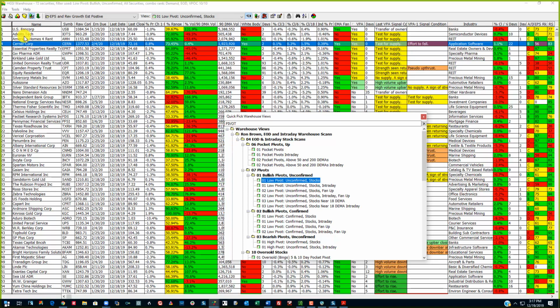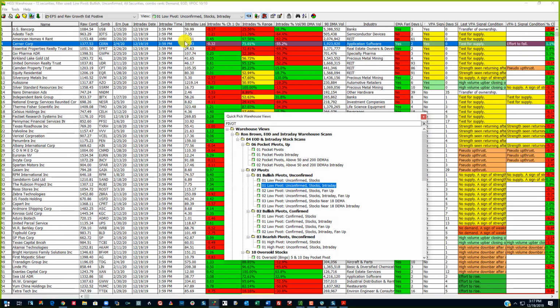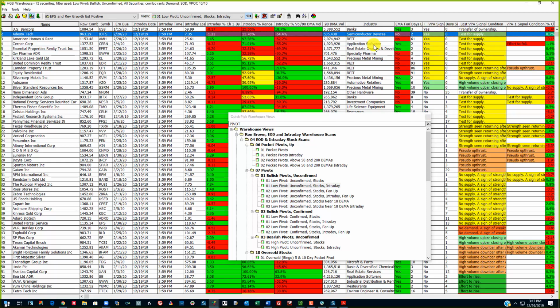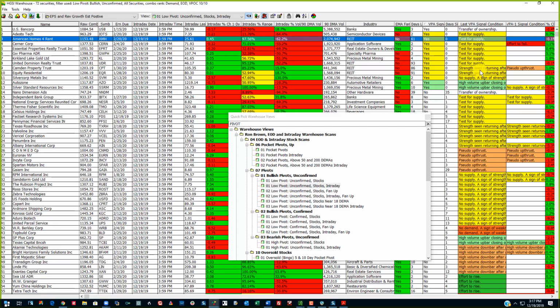Here's U.S. Bank Corp, Adesto Tech, American Homes for Rent. By disengaging this, these stocks are in the same order, but I can immediately see which of them from the prior day are following through and which ones are not following through. So the top stock here, based upon these current sorts over here, a transfer of ownership. Let's go to the first test for supply. It didn't follow through. This one closed at the upper end of its range today, and it was up a little bit. American Homes for Rent.